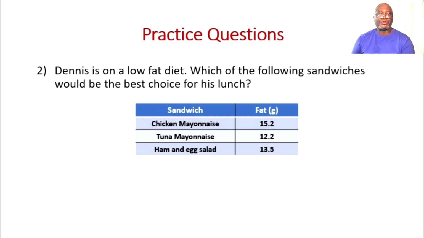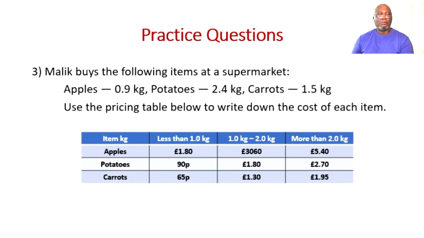And then practice question 3. Malik buys the following items at a supermarket. Apples weighing 0.9 kilograms, potatoes 2.4 kilograms, carrots 1.5 kilograms. Now use the pricing table below to write down the cost of each item.